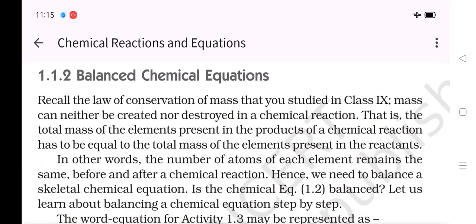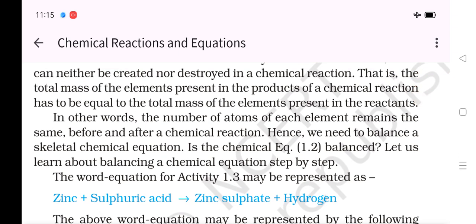1.1.2 Balanced chemical equation. Recall the law of conservation of mass that you studied in class ninth. Mass can neither be created nor destroyed in a chemical reaction. That is, the total mass of the elements present in the products of a chemical reaction has to be equal to the total mass of elements present in the reactants. In other words, the number of atoms of each element remains the same before and after a chemical reaction.